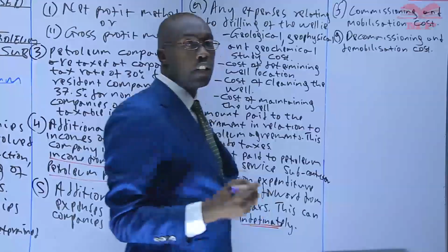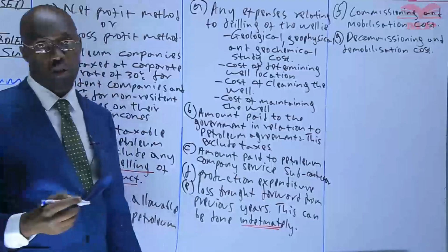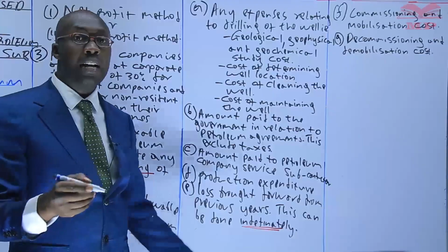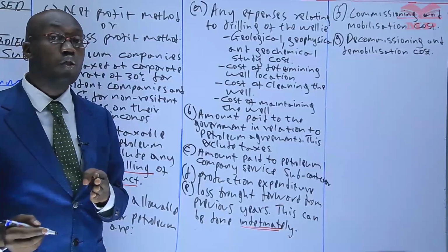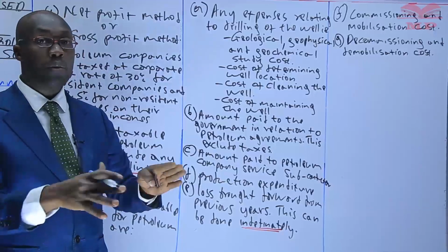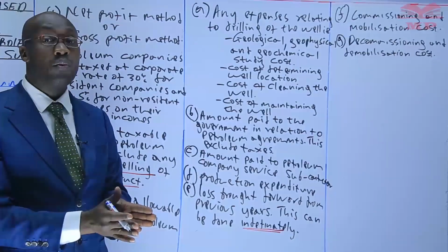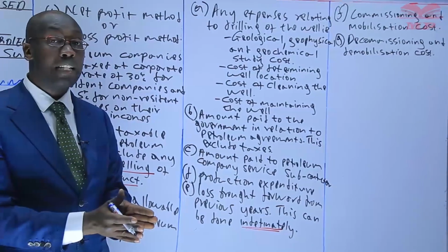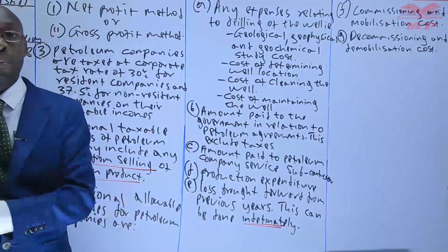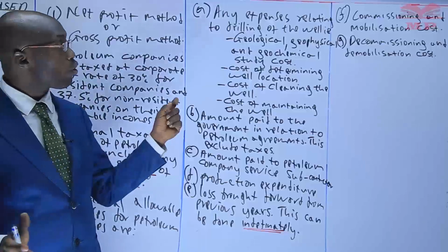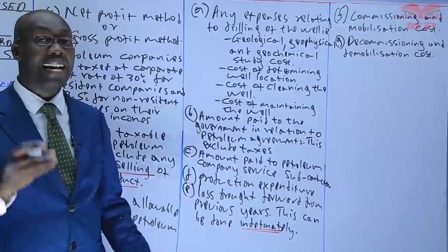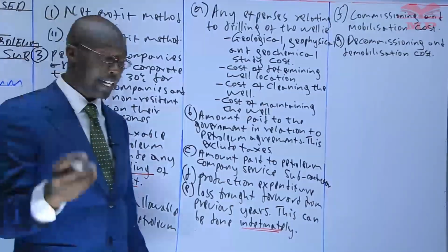We have what we call the commissioning and demobilization costs. Now, these are the costs incurred to take away the resources from the well site after you stop mining. For example, once you are done mining crude oil, and now you want to close that well, it can no longer produce any oil. In that case, you move your machine to another area. You move your workers to another area. That is what we call the commissioning and demobilization cost. And it is supposed to be an allowable expense.